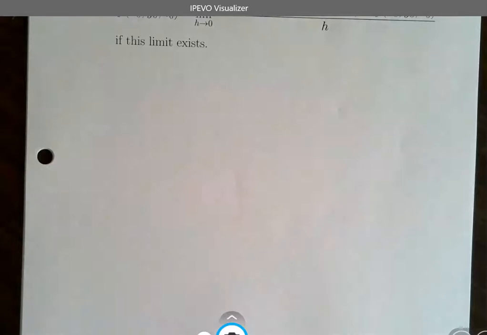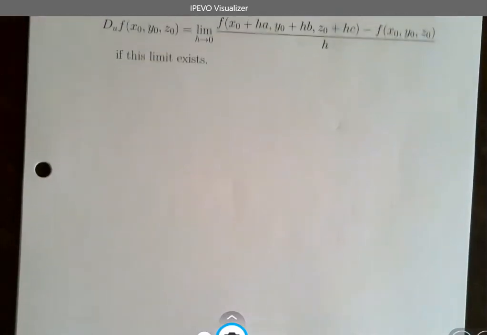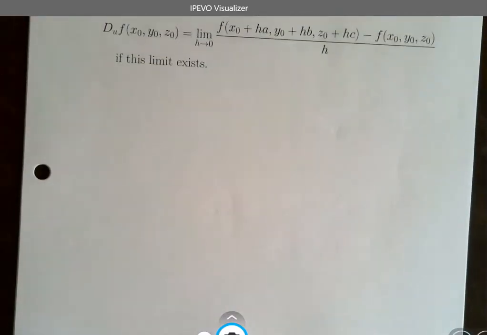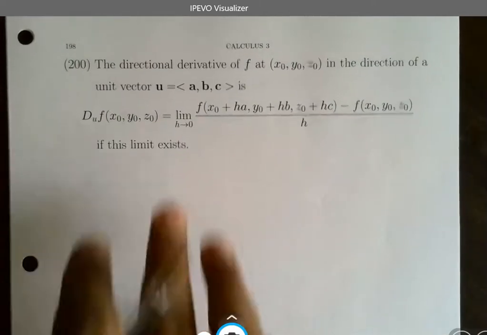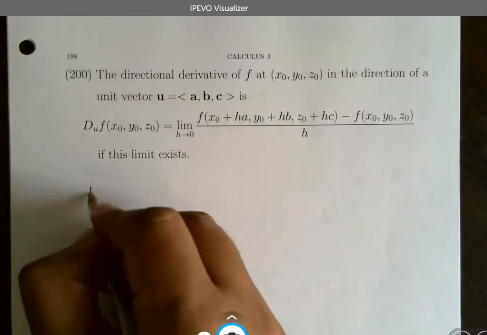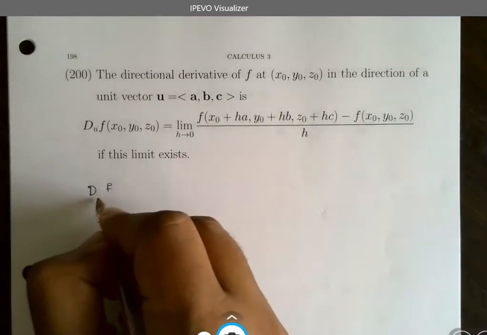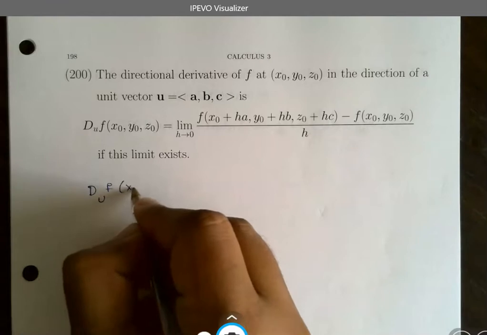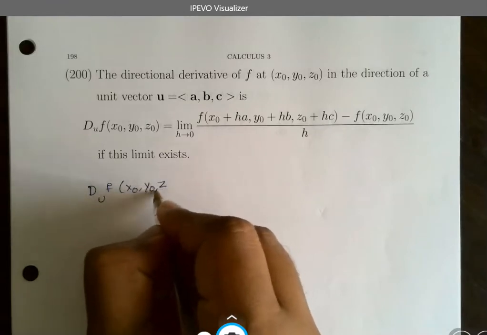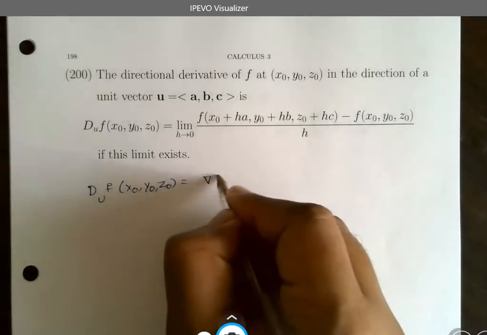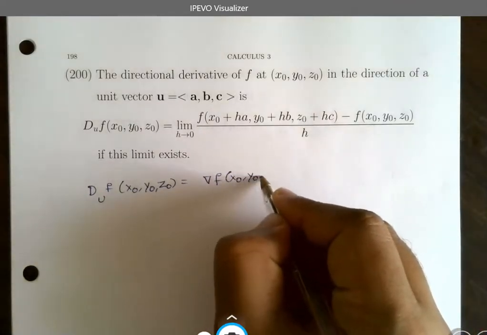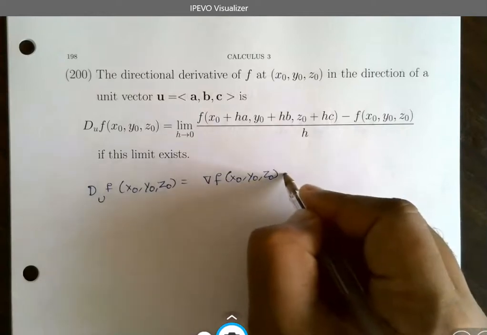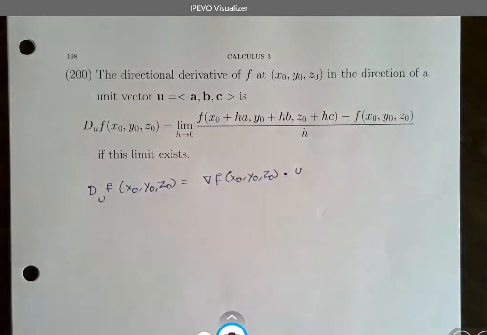Now it's almost 30 minutes. For a three-dimensional vector, it's going to be the same. In other words, the directional derivative of f in the direction of the unit vector u evaluated at (x naught, y naught, z naught) is going to be the gradient of the function f evaluated at (x naught, y naught, z naught), dot product with u, where u is the unit vector.